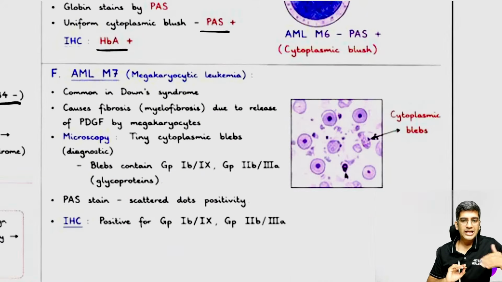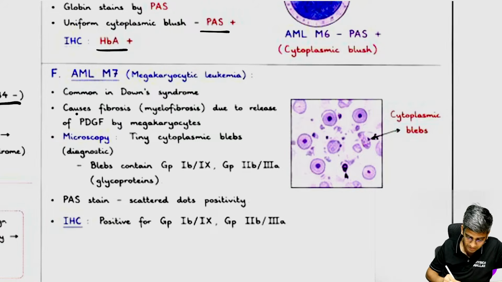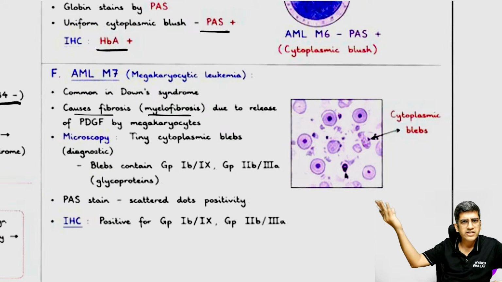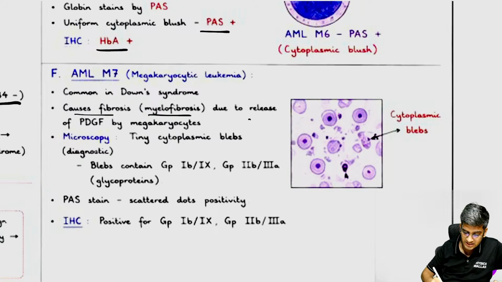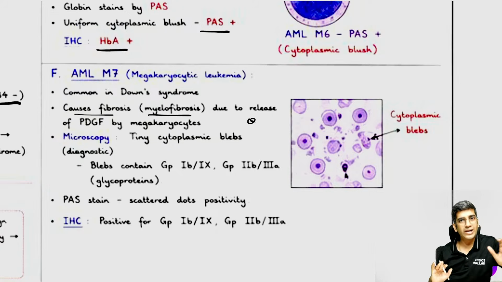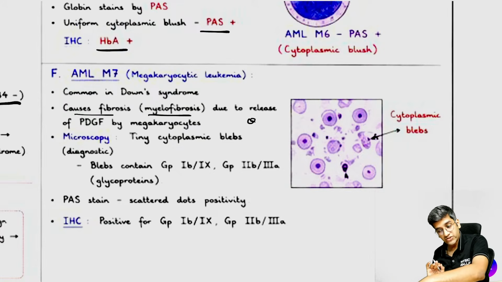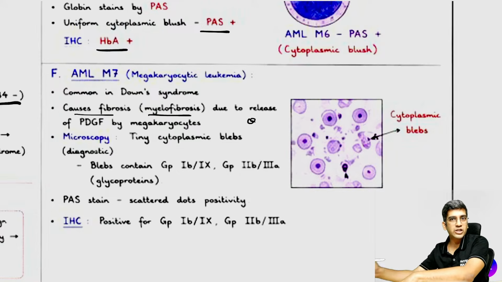Last but not least, acute megakaryocytic leukemia, AML M7. Common in Down syndrome. They also can present with myelofibrosis. Unique. Because megakaryocytes can produce PDGF, platelet-derived growth factor. Obviously, megakaryocytes will produce that, right? That will cause fibrosis. That's the reason AML M7 can have fibrosis. If there's a reasoning question, it can come this way. Why does AML M7 have myelofibrosis? Simple reason, it's originating from megakaryocyte. Megakaryocyte normally produces PDGF, which can cause fibrosis.